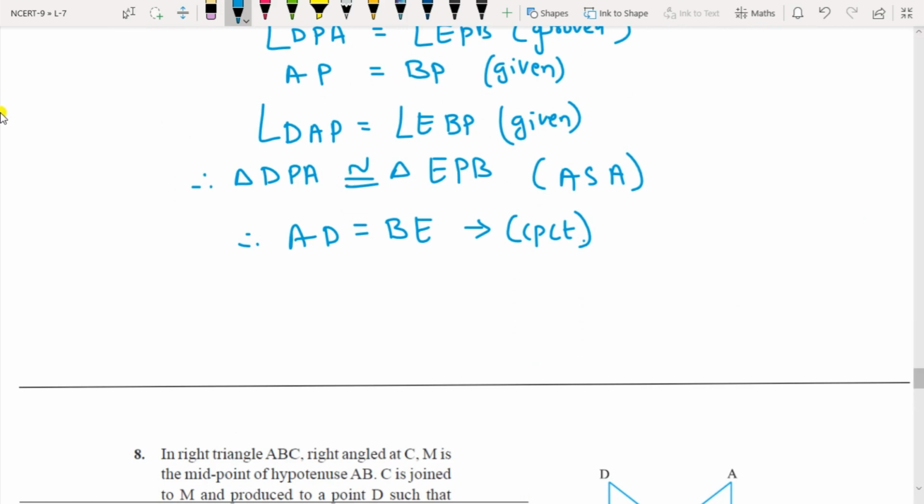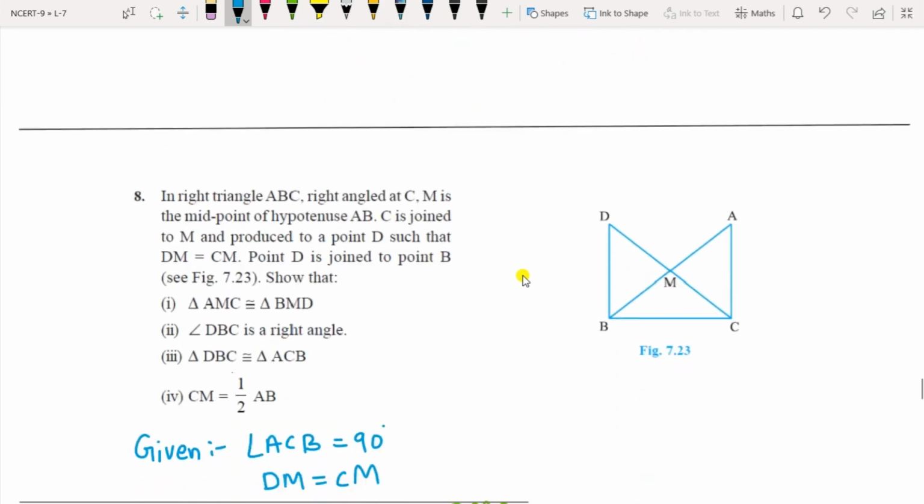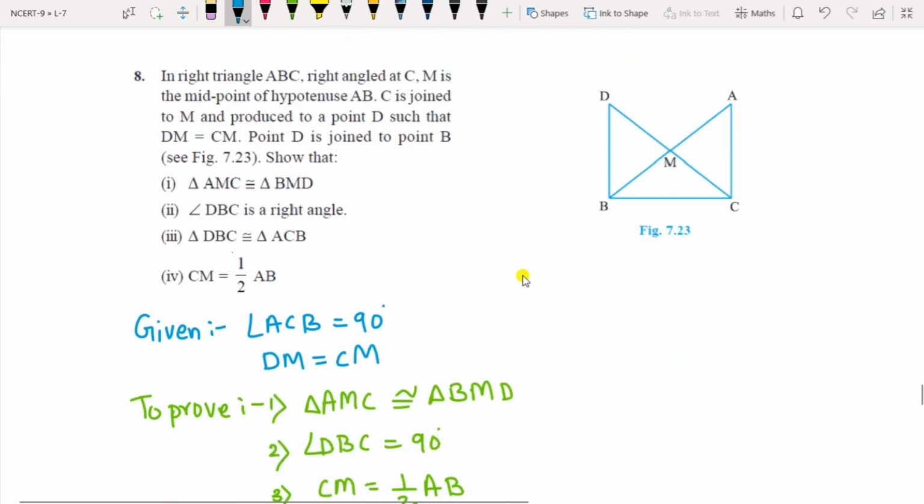The next question is question number 8 here. In triangle ABC, this one, C is at 90 degrees. It is given that C is at 90 degrees. M is the midpoint of hypotenuse AB. So M is the midpoint, so this side equals this side. C is joined to M.